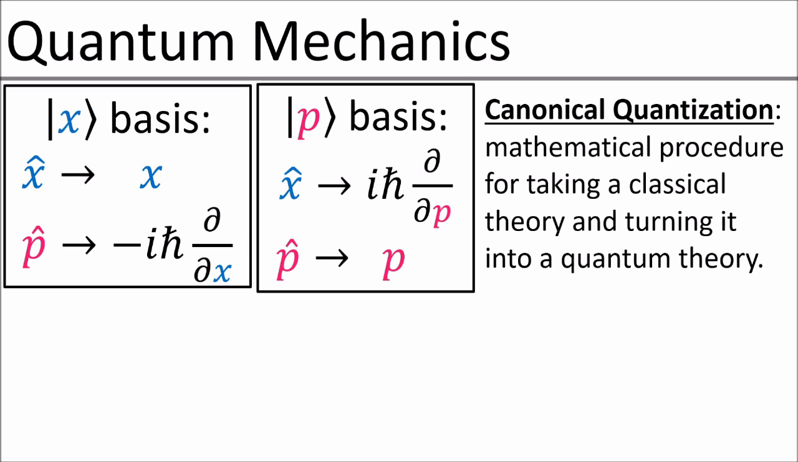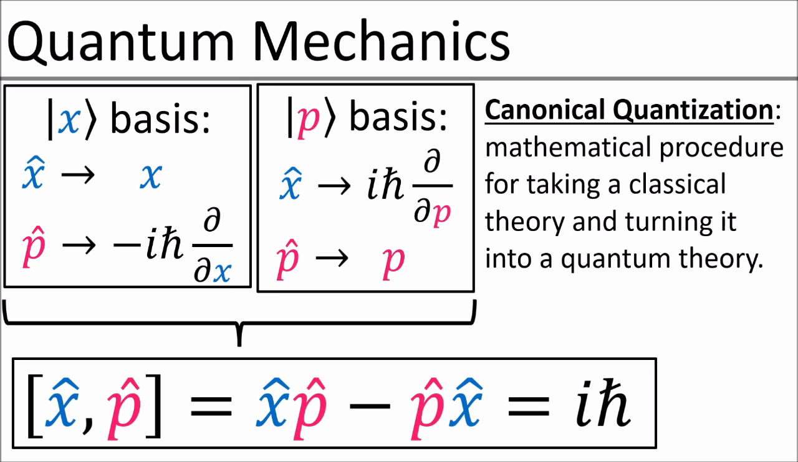Now, these two quantization procedures depend on a choice of position or momentum basis. However, there's a more abstract quantization rule that encompasses both of them, which is declaring that the position and momentum operators do not commute, and have a commutator of i h bar. This quantization rule does not depend on our choice of basis for states. We'll see this quantization procedure again when we get to quantum field theory.